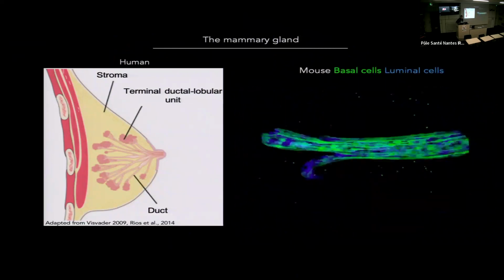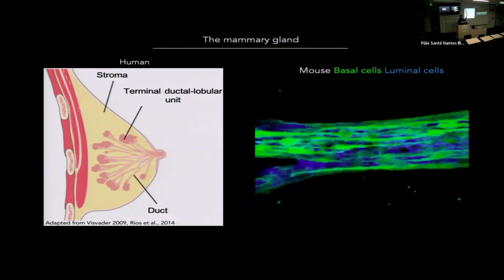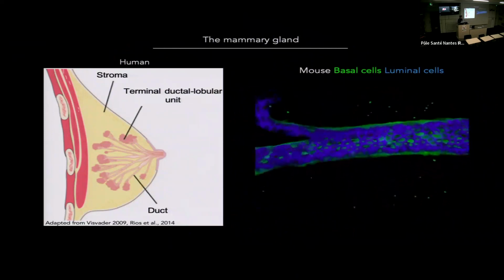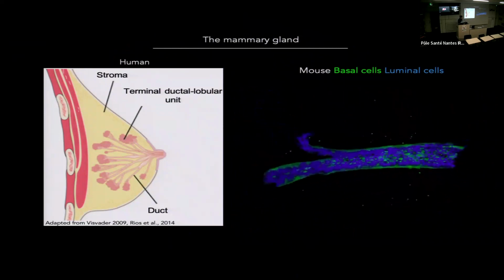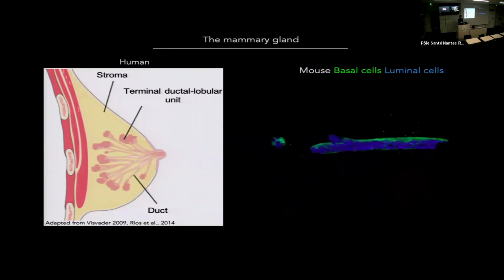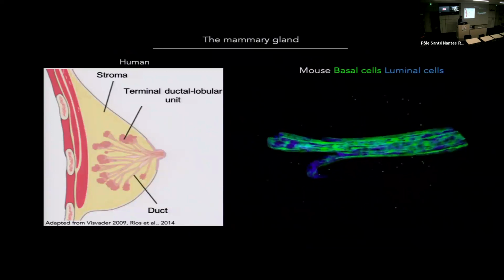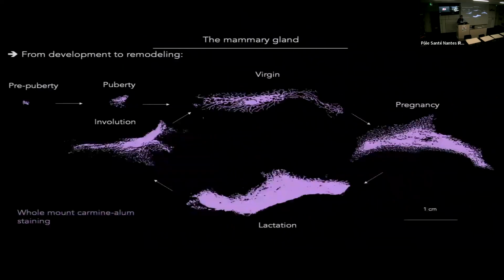The mammary epithelium itself is a stratified epithelium. It is comprised of a luminal compartment on the inside of ducts and lobules, stained here in blue, and of a basal compartment on the outside of ducts and lobules that is stained here in green. Mammary gland development is a process that occurs throughout life.